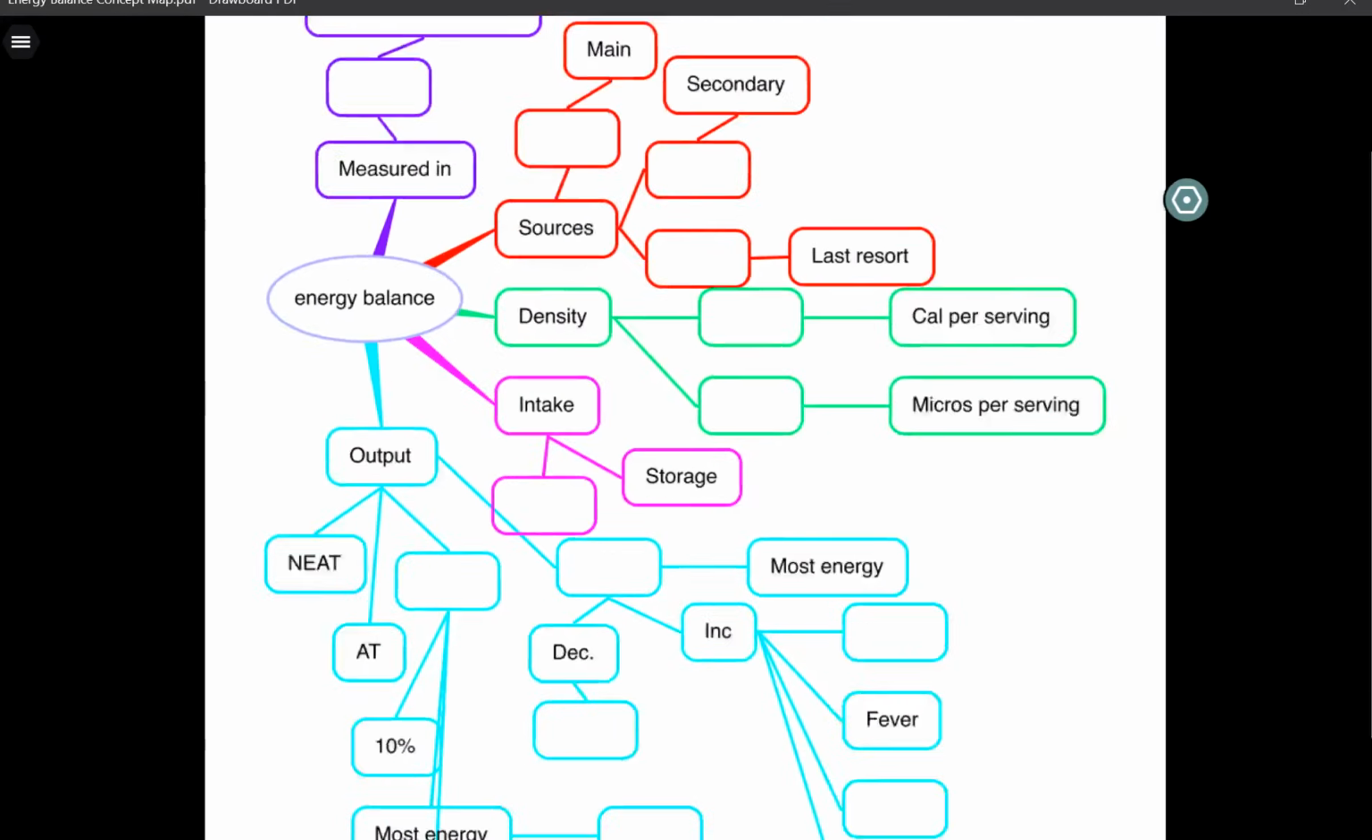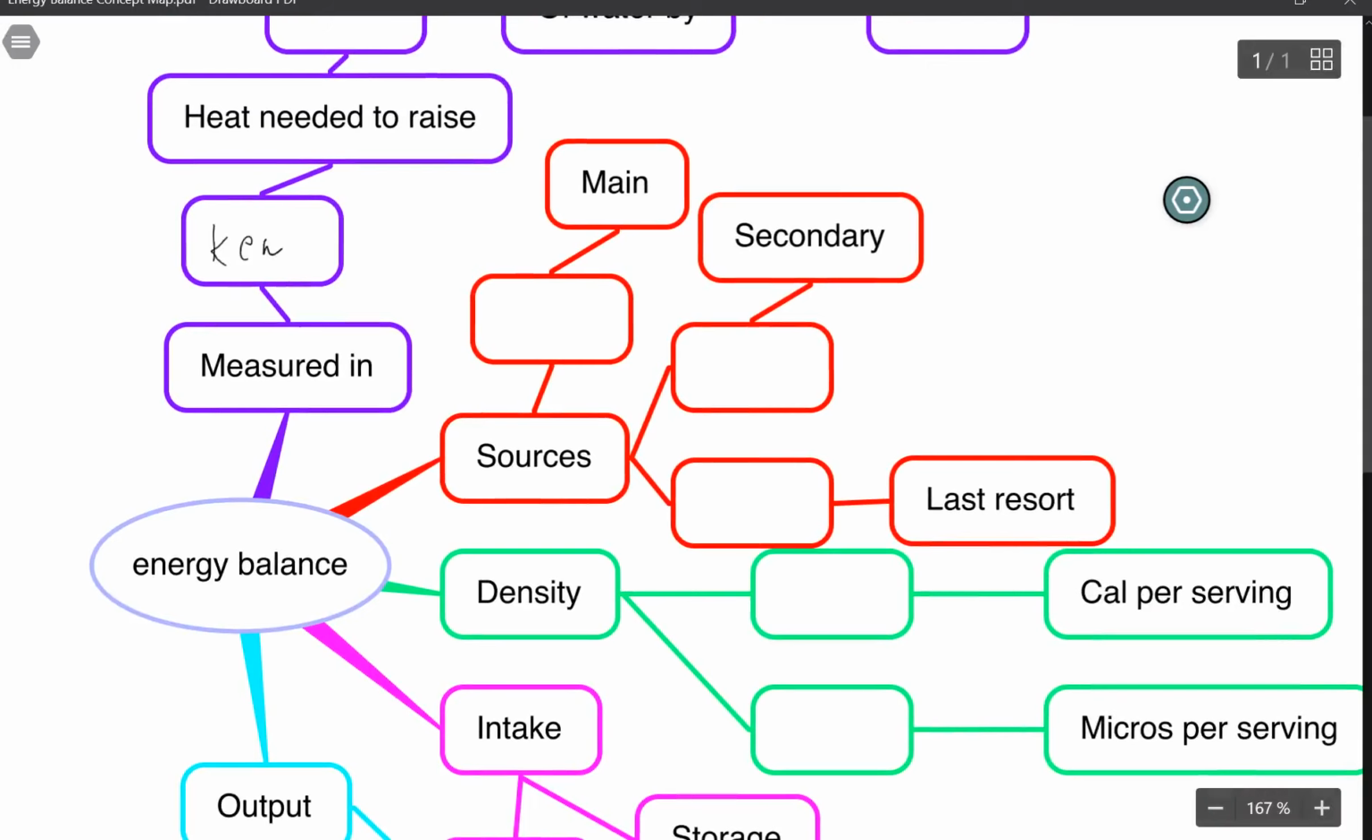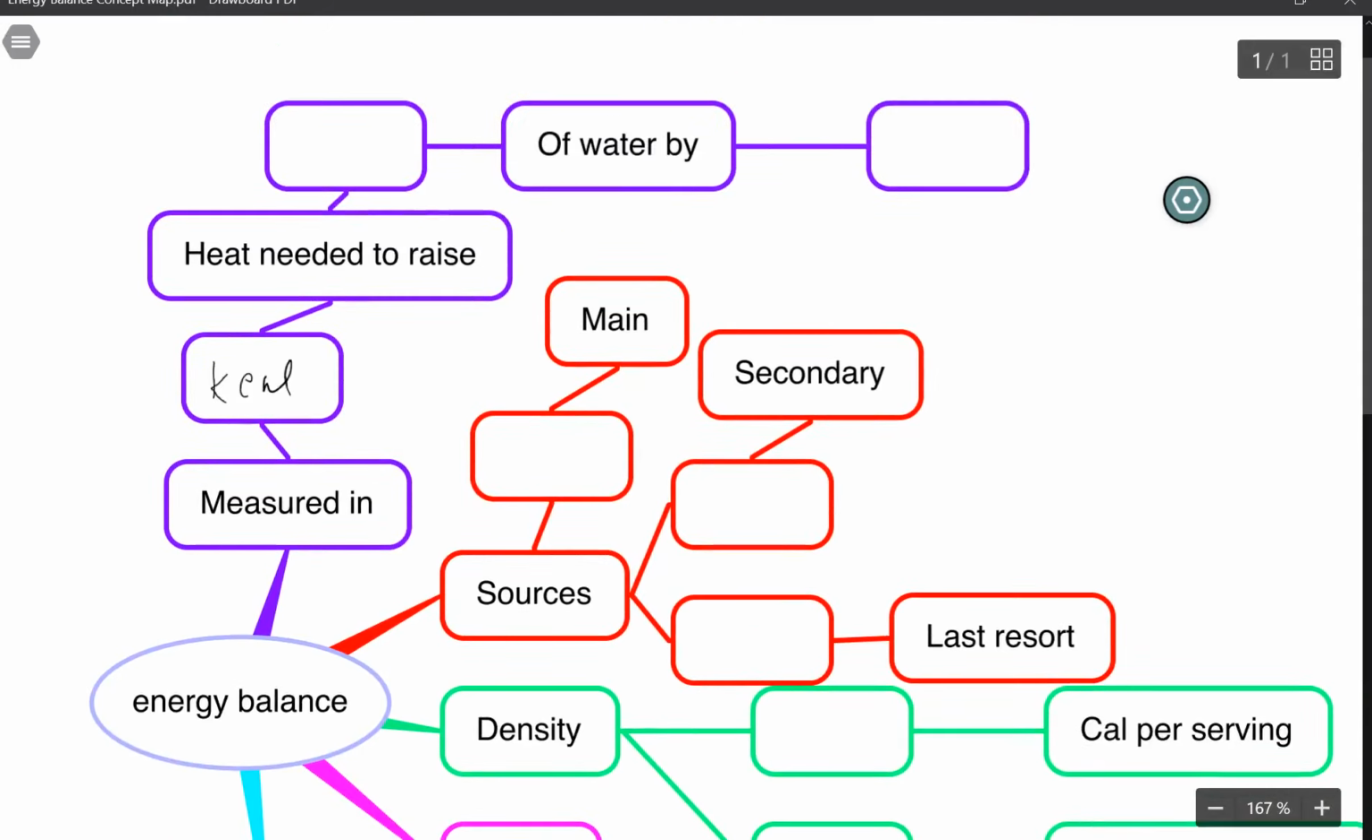Okay, let's take a look at energy balance. Zoom way in. Energy balance, we're measuring energy as kilocalories. A kilocalorie is the energy required to raise 1 kilogram of water by 1 degree C. Now, a kilocalorie is the same as the calorie with the big C that's located on nutrition labels.